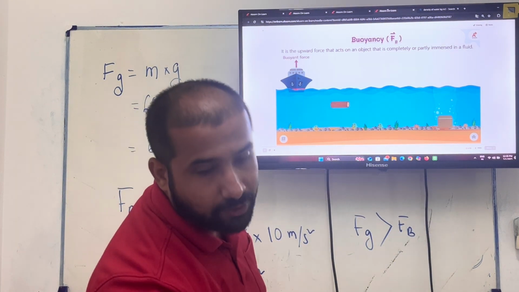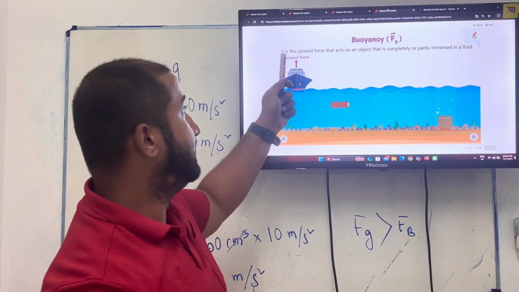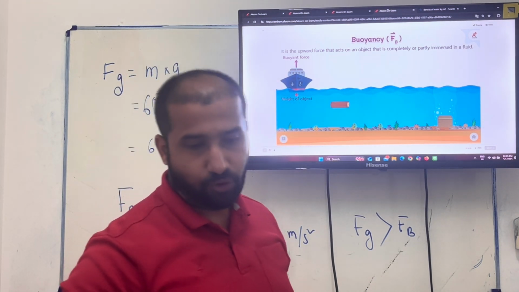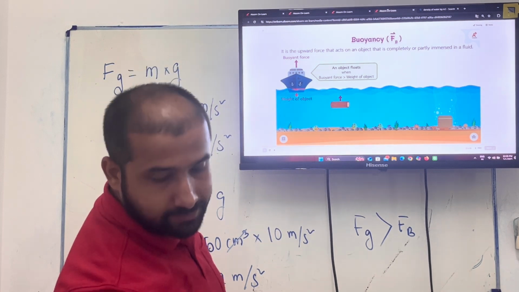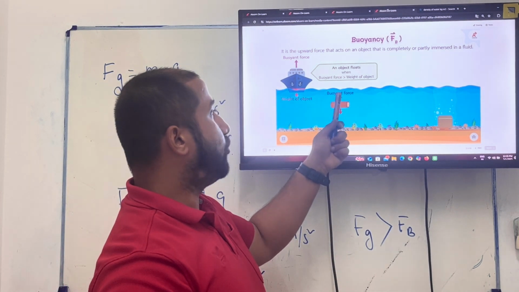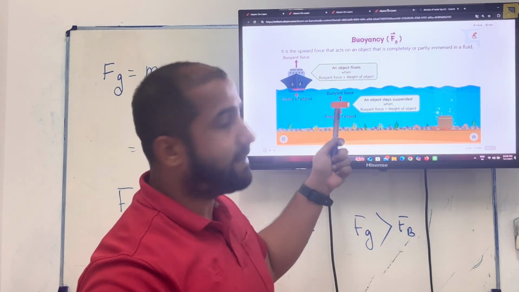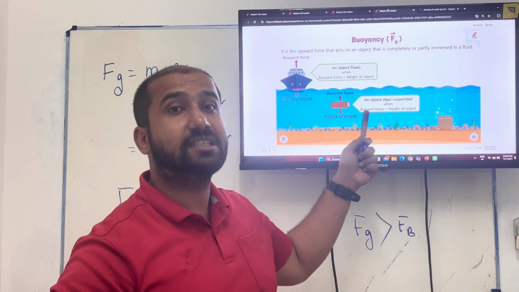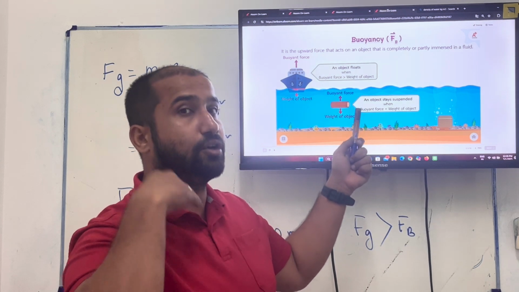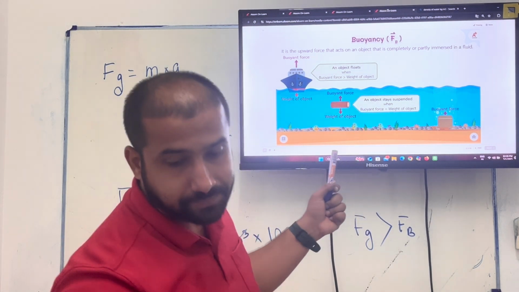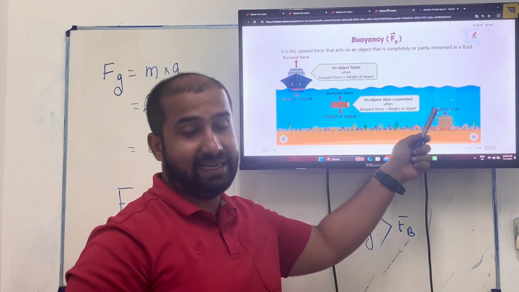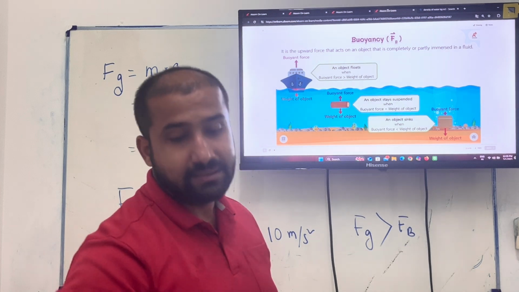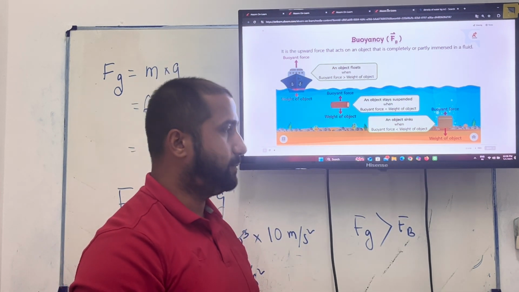Now, if the upward force, that is the buoyancy force, is more than the weight of the object, then it will stay afloat. If the upward force or the buoyancy force is the same as the weight of the object, it will stay suspended or just submerged under the water. It will not sink, it will not float. And last one, if the buoyancy force is less than the weight of the object, it will sink under the water.